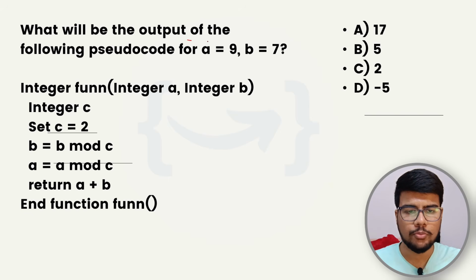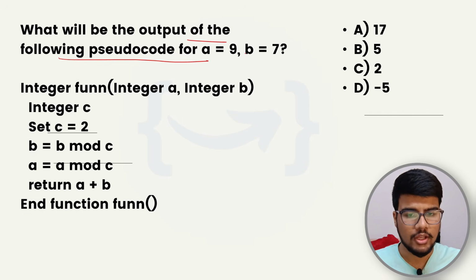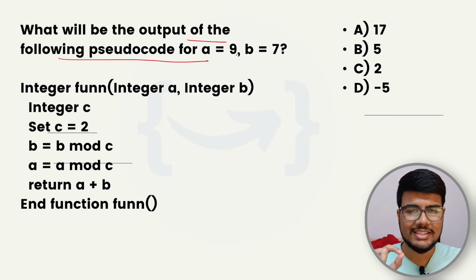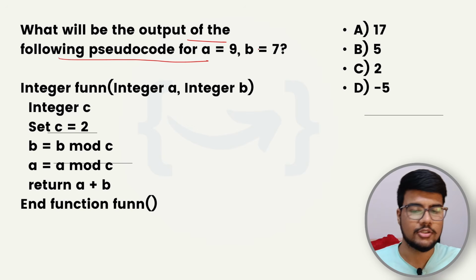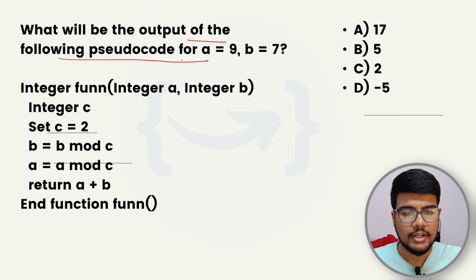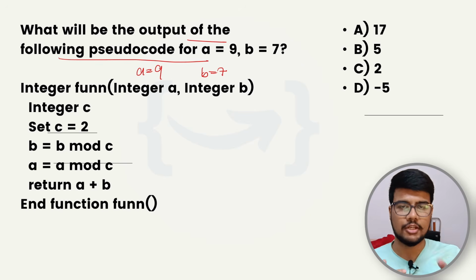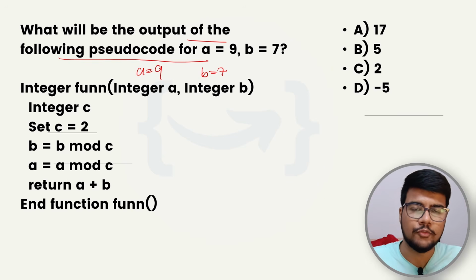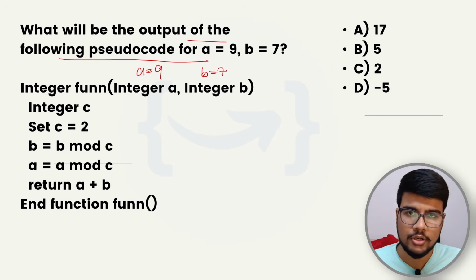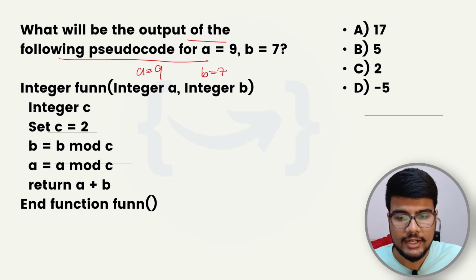What would be the output of the following pseudocode where A equals 9 and B equals 7? In these types of questions, a silly mistake can make your answer wrong. So try to keep these things in mind. A value is 9 and B value is 7, and don't underestimate any line. Try to solve each and every line, because you may skip a line and solve it in your mind, which will create a mistake. So don't do that.